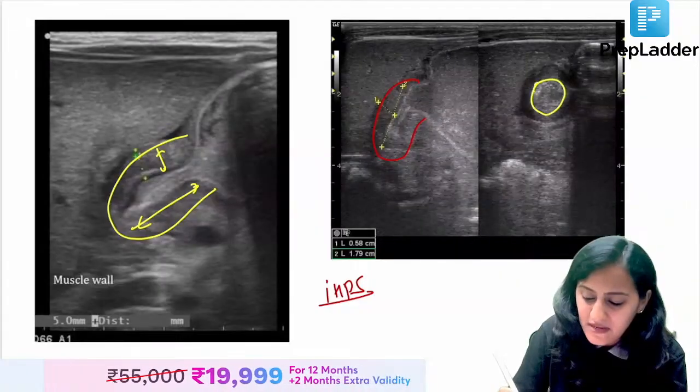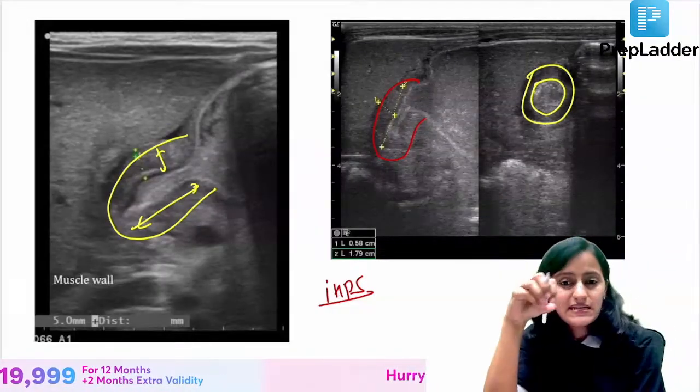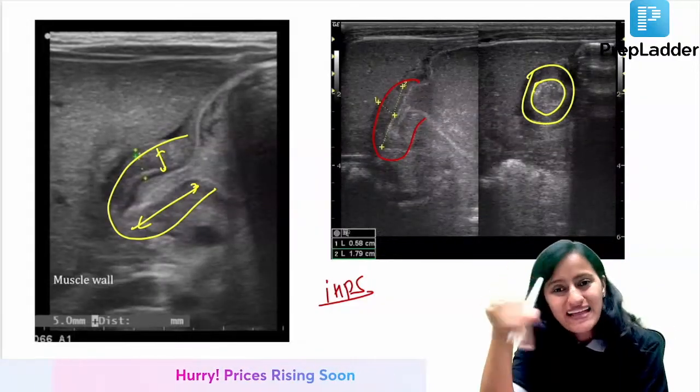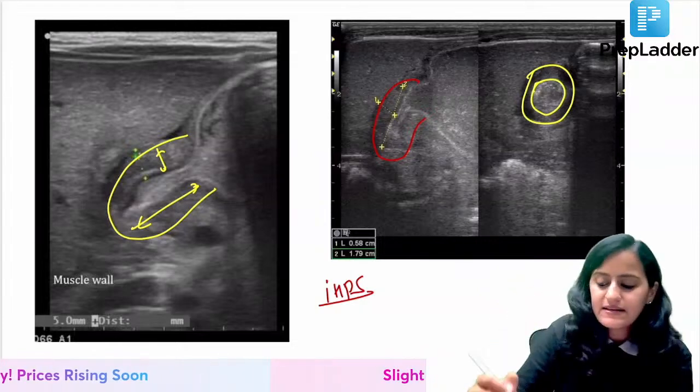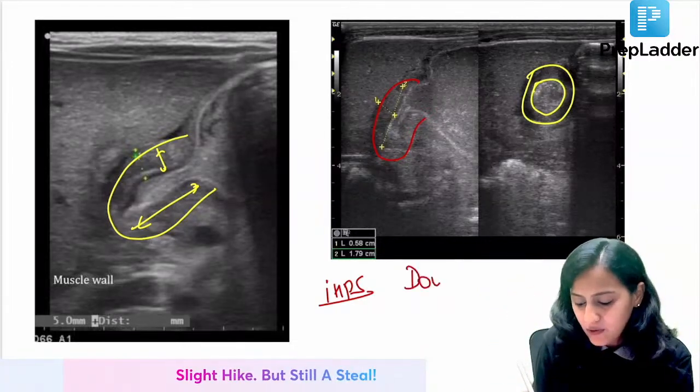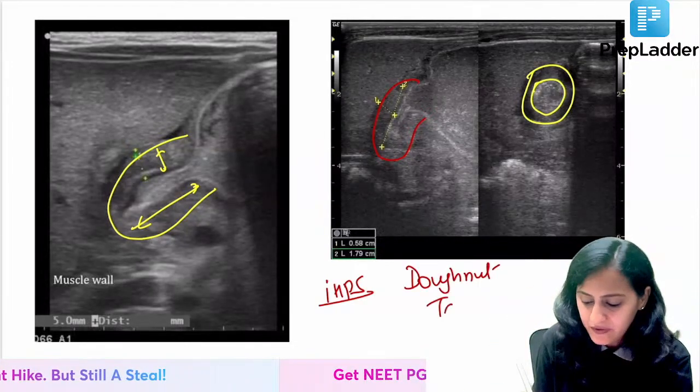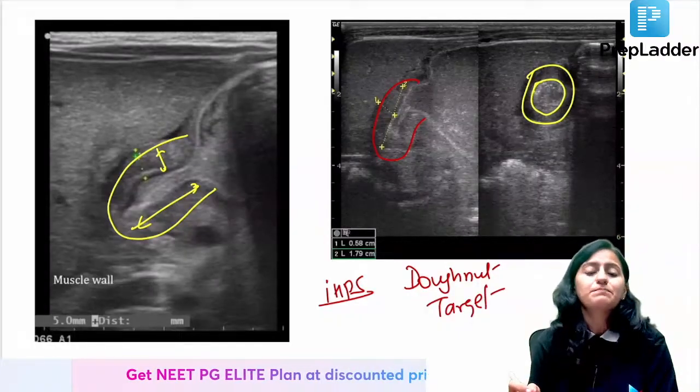Axial transverse view mein dekhoge. So, it shows the inner stenotic lumen and the thickened muscle wall. That gives the donut sign or the target sign. Okay. The donut or the target appearance.